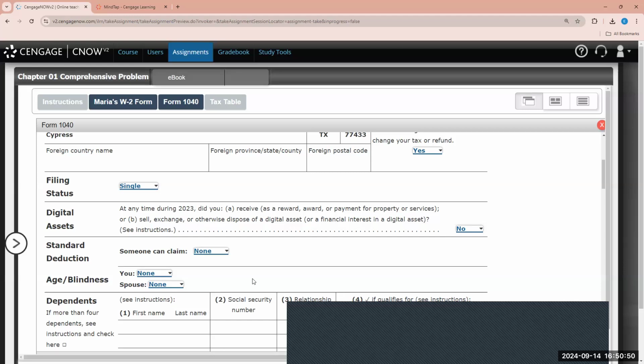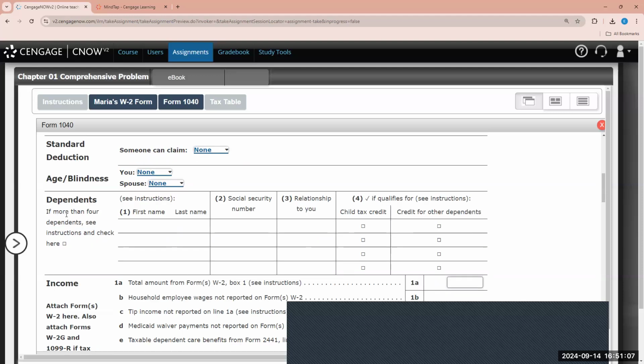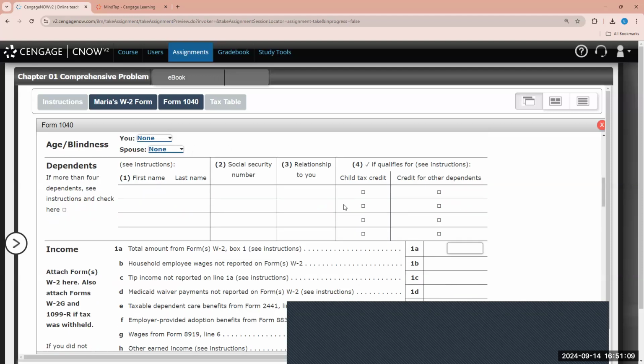So standard deduction, again, just think of it as an amount of money that the IRS allows you to keep tax-free. And if you are above the age of 65, there's an additional standard deduction. If you are blind, there's an additional standard deduction. So all of this is none. Again, very simple tax return. Maria has no dependents, so we leave that information blank.